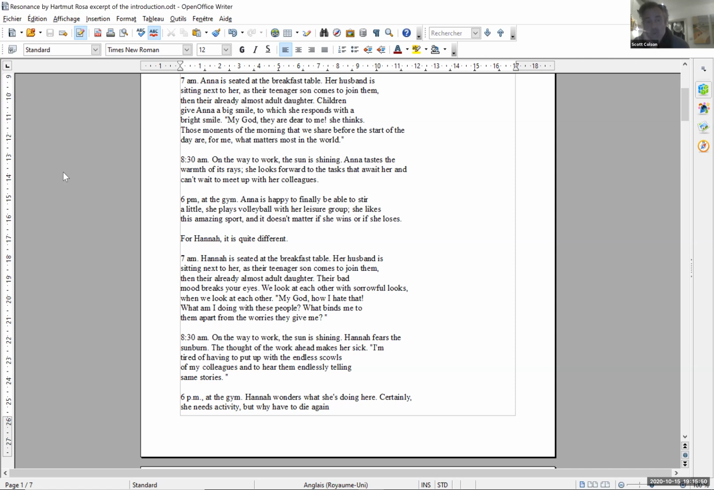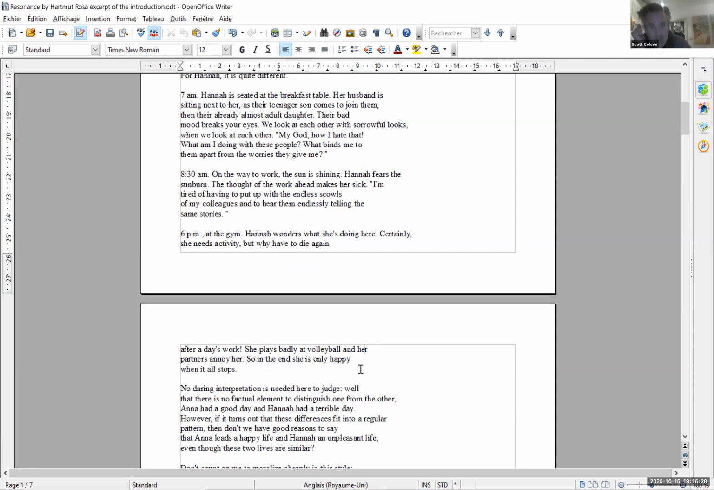8:30 a.m. On the way to work, the sun is shining. Hannah fears the sunburn. The thought of the work ahead makes her sick. I'm tired of having to put up with the endless scowls of my colleagues and to hear them endlessly telling the same stories. 6 p.m. at the gym. Hannah wonders what she's doing here. Certainly she needs activity, but why do it again? After a day's work, she plays badly at volleyball and her partners annoy her. So in the end, she is only happy when it all stops.